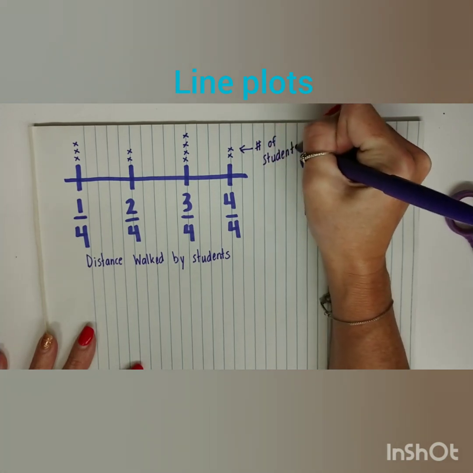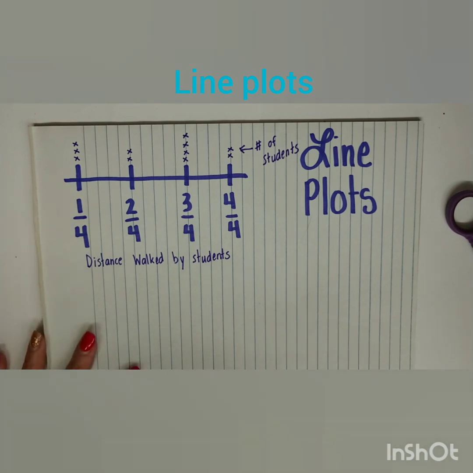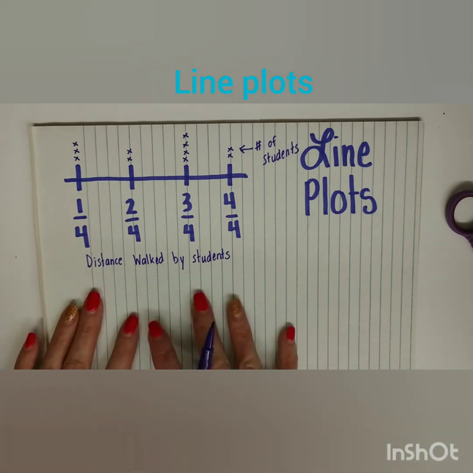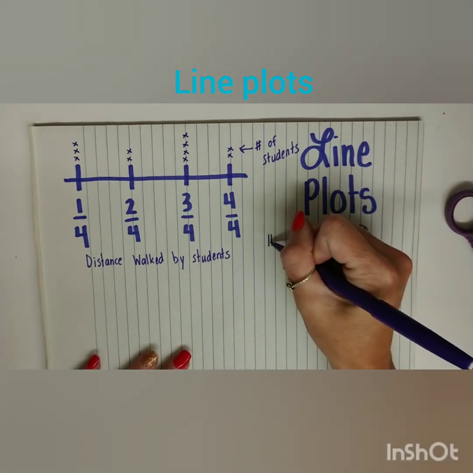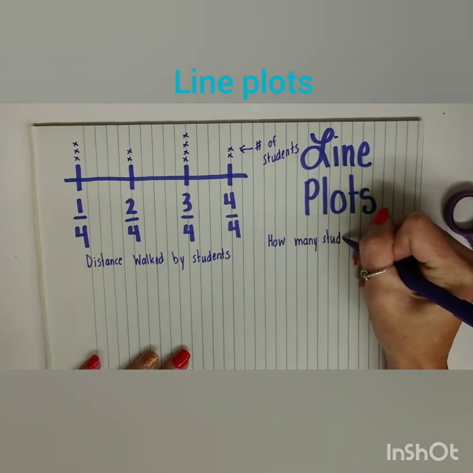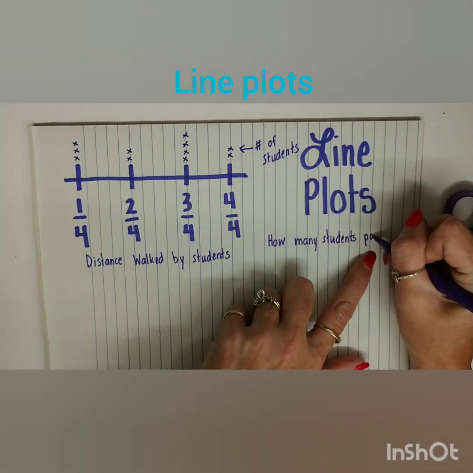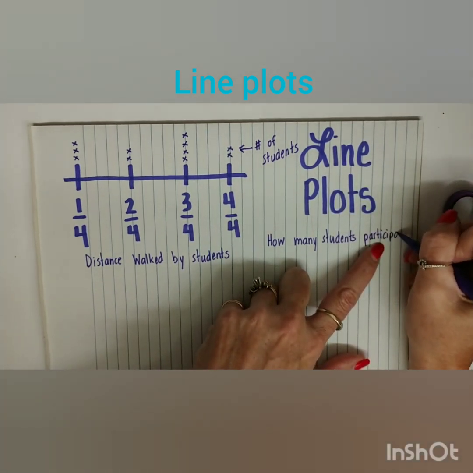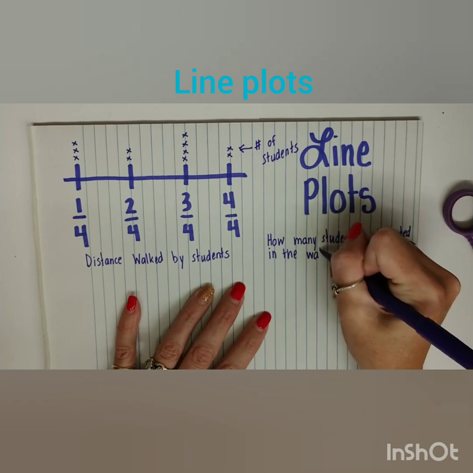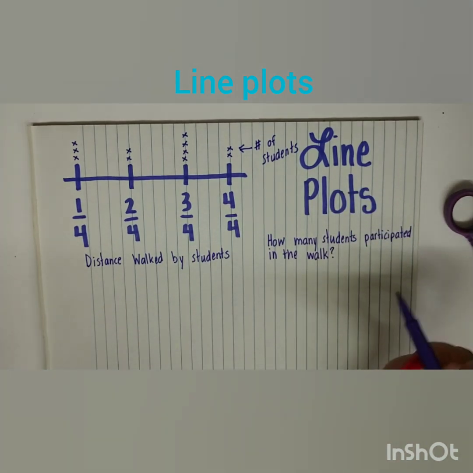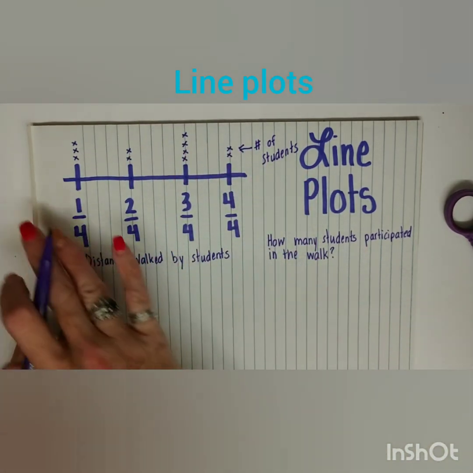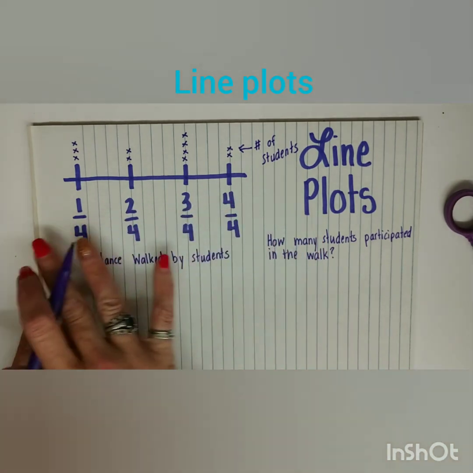All right, so some of the questions that may be asked when it comes to a line plot is how many students participated in the walk? So that might be a question. When we're asking a question of how many students, we look to the x's. If it were to ask something about the distance, we would look to the fractions to figure out how far.